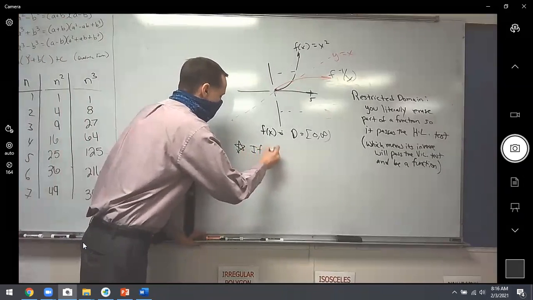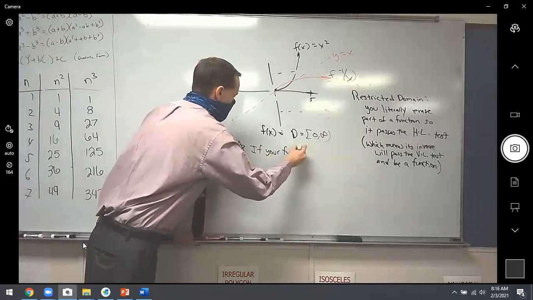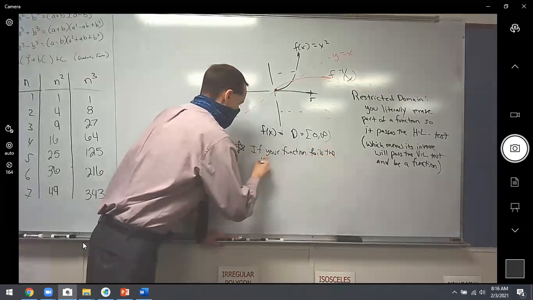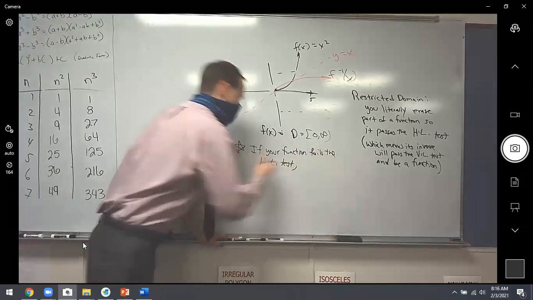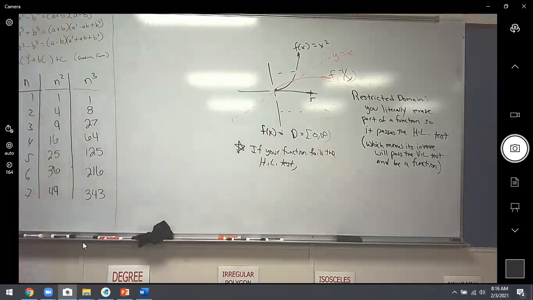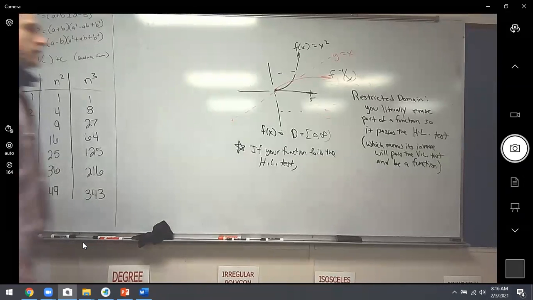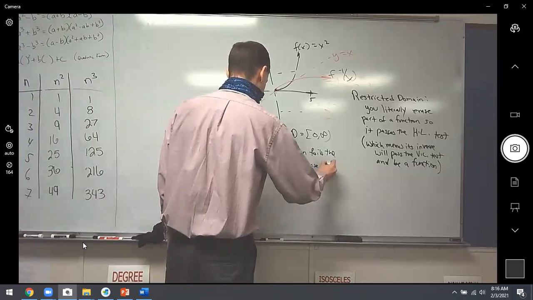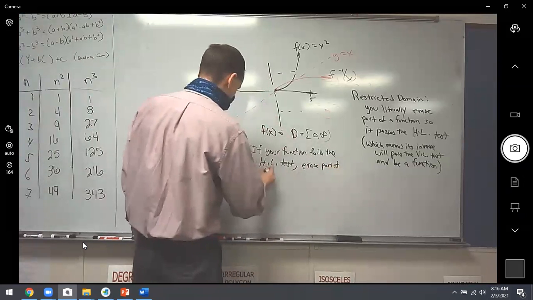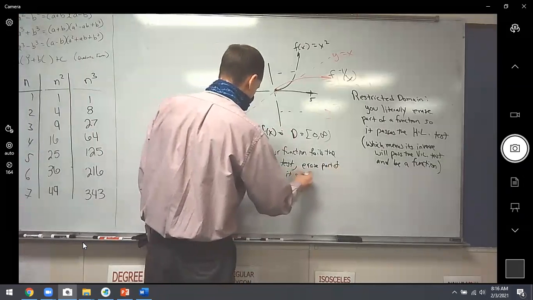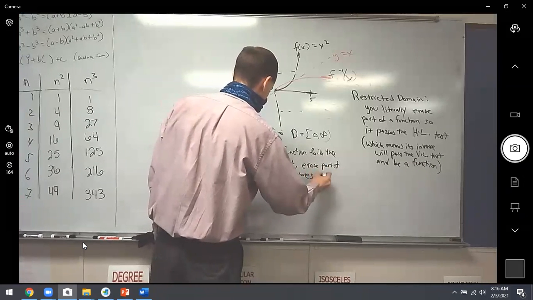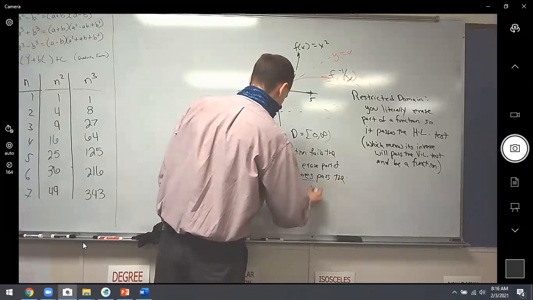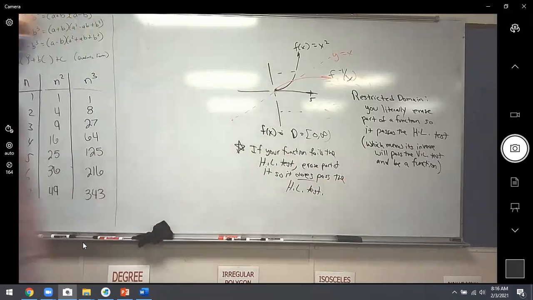If your function fails the horizontal line test, so if that happens, erase part of it so it does pass the horizontal line test. That's essentially the big idea behind restricting a domain.